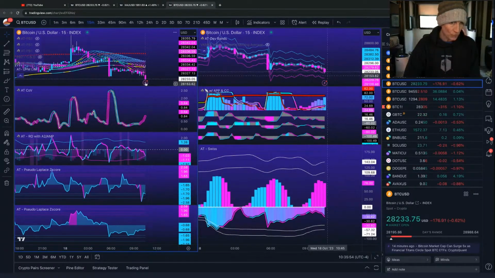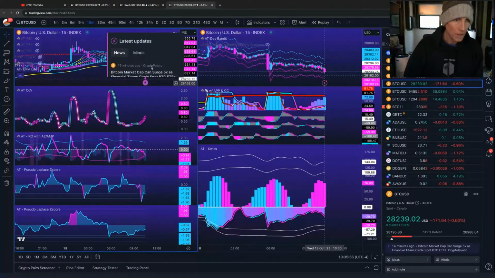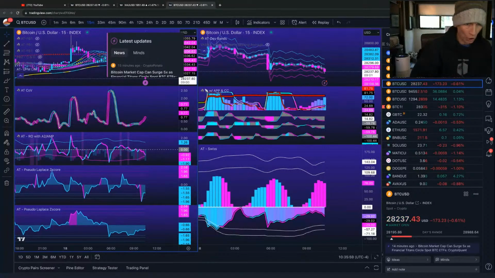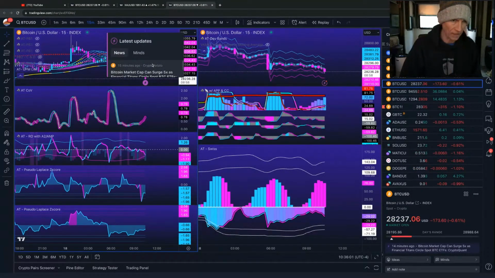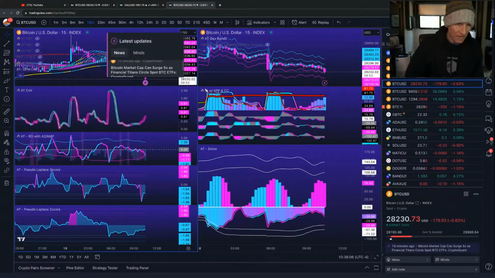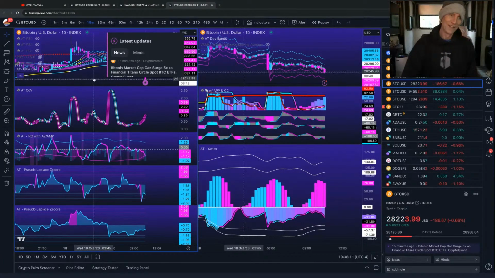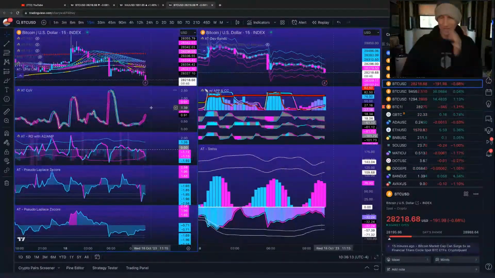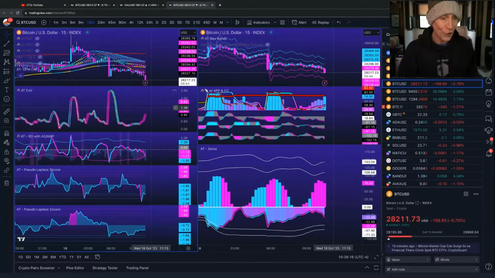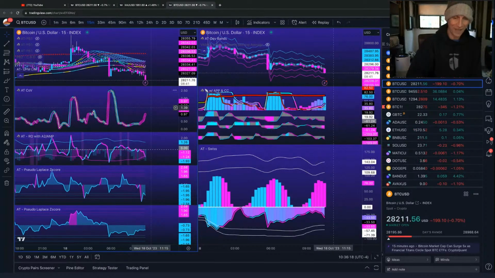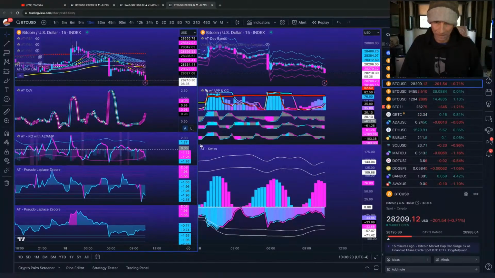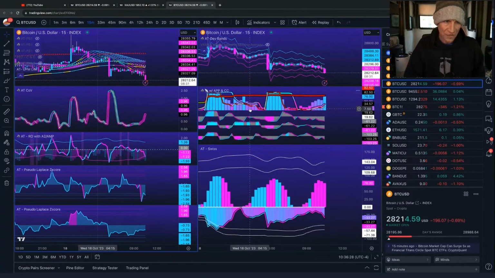Oh, we got a little dot. Oh, news? What's the news? Bitcoin market cap can surge 5x. What's that say? It's 5x as financial titans circle spot BTC ETFs. So, of course, don't watch the news. I'm telling you, stop watching the news. It's doing exactly the opposite of what they're saying. Now, this is intraday, but I'm being serious. Don't trade the news, man. Do not trade the news.